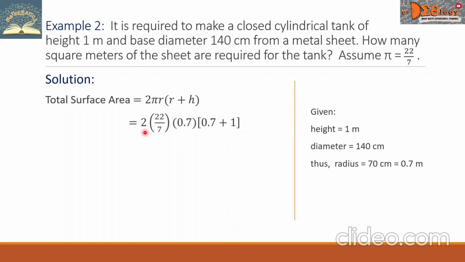Now let us substitute the values in our formula. So we have 2 times pi, 22 over 7, times r, that is 0.7, times the quantity, the sum 0.7 plus 1. Simplifying, 2 times 22 over 7 will give us 44 over 7. Then the sum becomes 1.7. Using our calculator, we get the simplified value as 7.48. This is the area in square meters.